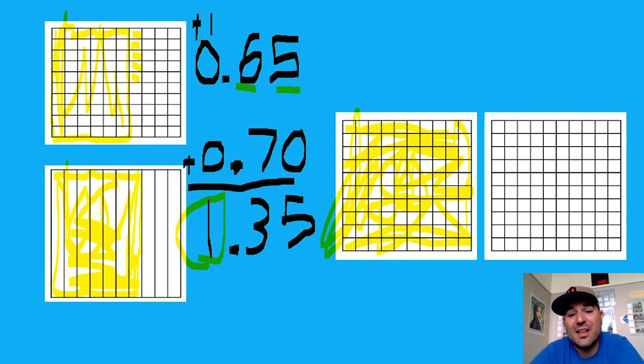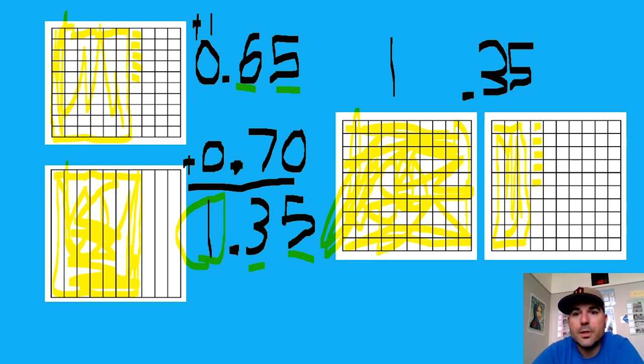decimal grid. And in that case, I have 3 groups of 10, 3 tenths, which is 30 hundredths, and I have 5 extras. 3. And that would look like 1 whole and 35 hundredths.